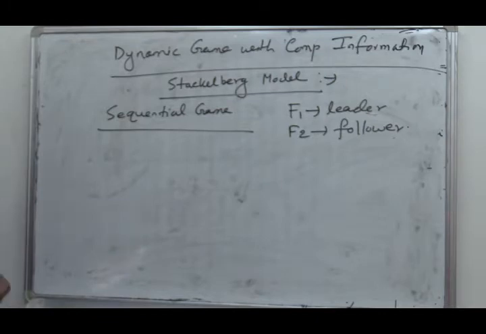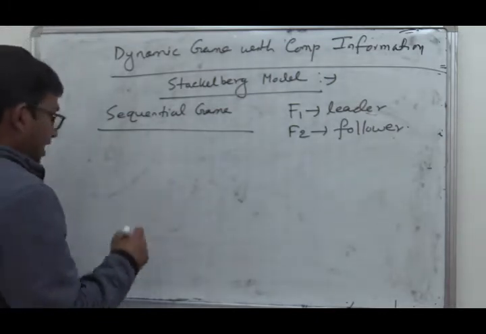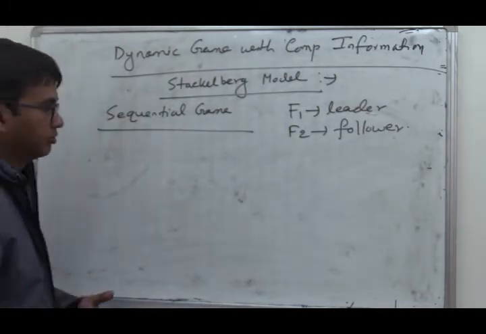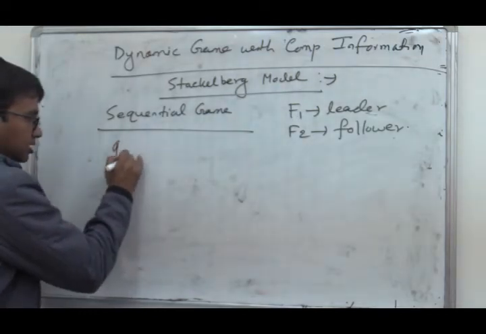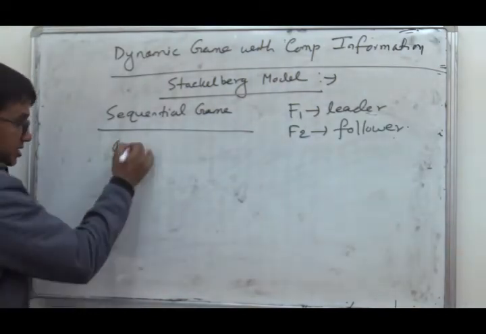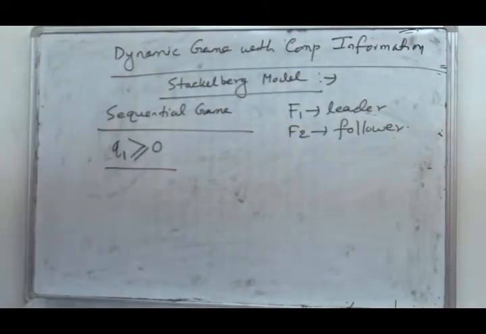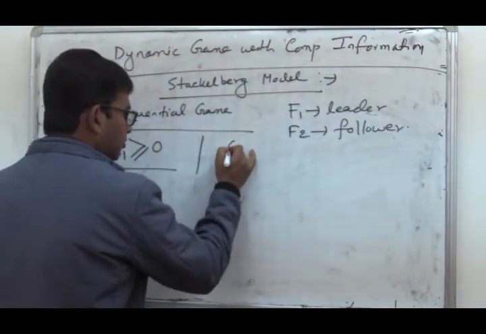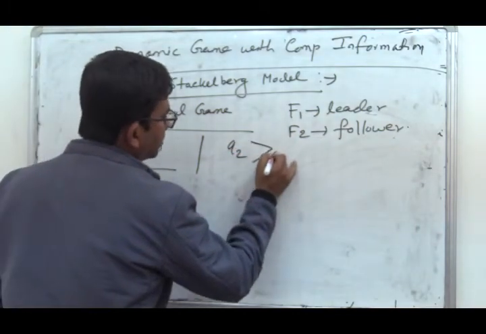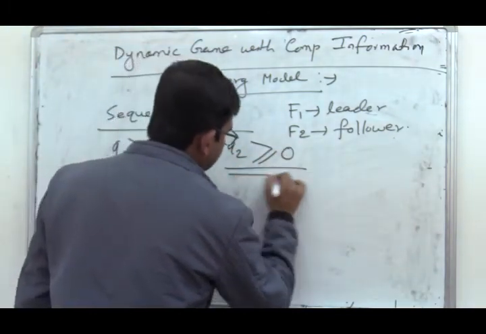So what are the strategies adopted by the firms? Strategies are the output to be produced. So firm 1's output is Q1. The feasible set of output is Q1 greater than 0. And similarly, firm 2's output will be Q2. It will also be greater than 0.